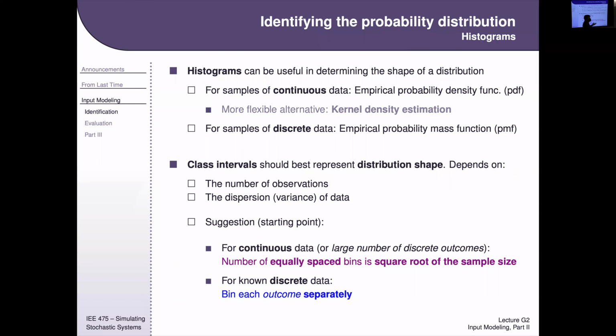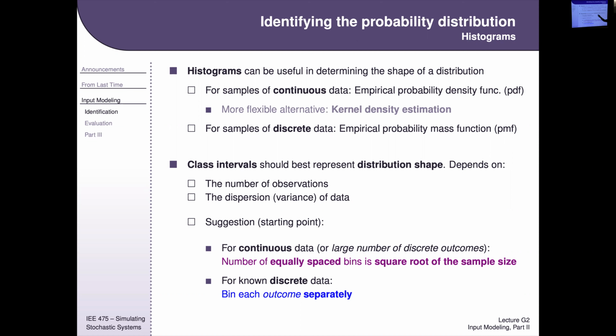All right, so histograms. You've all generated histograms now for homeworks in this class, probably in other classes as well. They can be really useful in figuring out the rough shape of a distribution. For continuous data, you can view them as an empirical PDF, so they look a little bit like the PDF. For discrete data, you can view them as an empirical PMF, an approximation of the mass function.